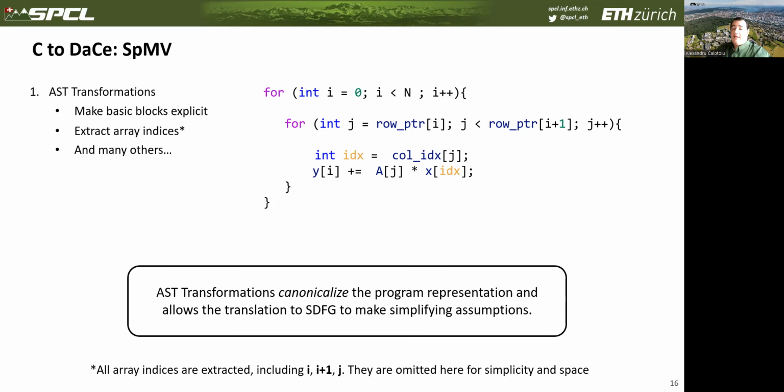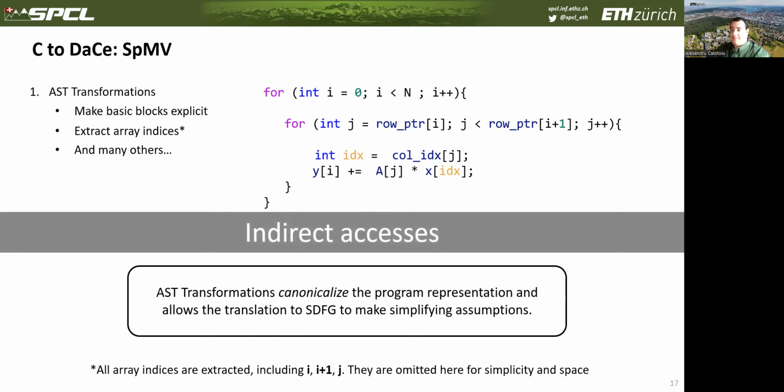Now, a problem which most C compilers have is that indirect accesses are very difficult to analyze and are a significant obstacle in optimization.